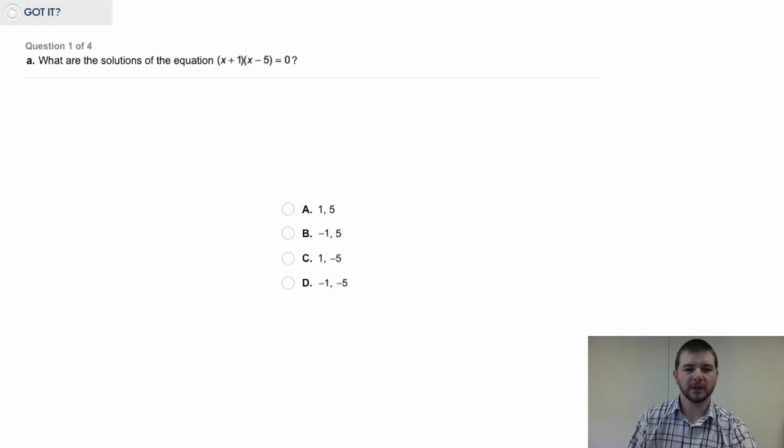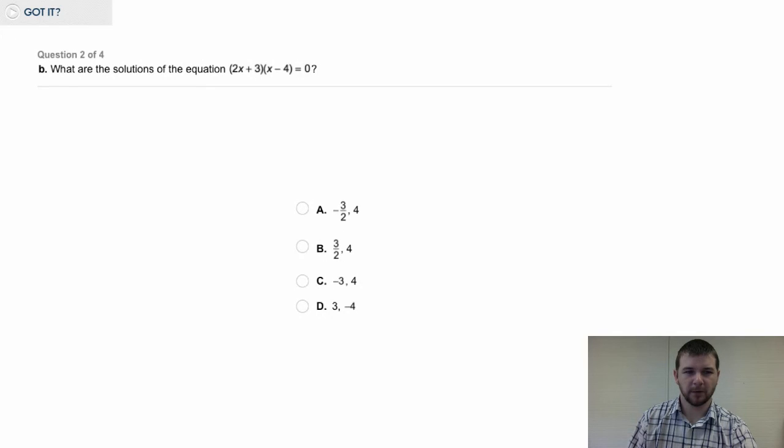And your first of 4 chances to show that you have got it. What are the solutions of the equation quantity x plus 1 times the quantity x minus 5 equals 0? Work carefully and make your selection from the choices below. Question 2 of 4. What are the solutions of the equation the quantity 2x plus 3 times the quantity x minus 4 equals 0? Again, work carefully and make your selection from the choices below.